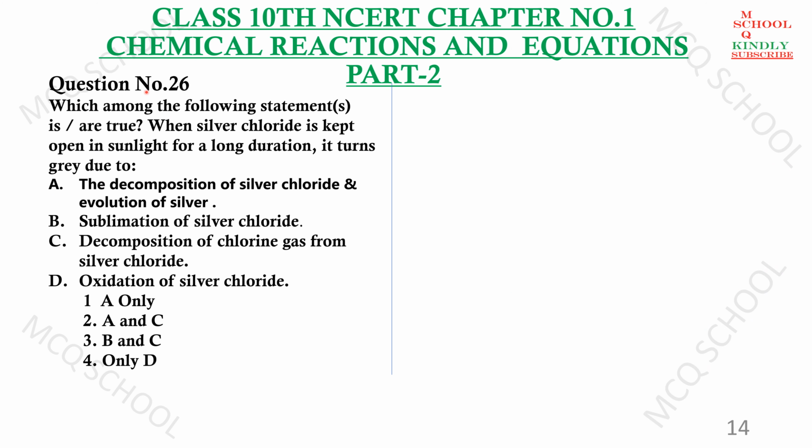So let us take question number 26. Which among the following statements is/are true? When silver chloride is kept open in the sunlight for long duration, it turns gray due to. Options are A. The decomposition of silver chloride and evolution of silver. B. Sublimation of the silver chloride. C. Decomposition of chlorine gas from silver chloride. D. Oxidation of silver chloride. And options are A, A and C, B and C, or only D. So what is the answer as per you?